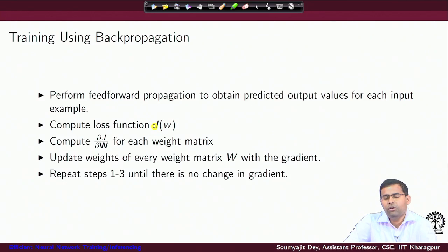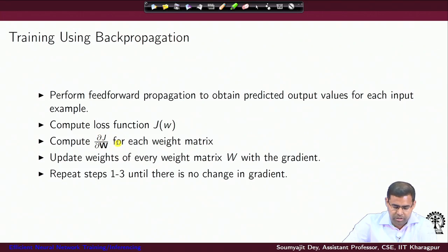Given the x, you need to compute the y, that is the forward pass. Why do you really want to do that? Unless you get the y's that your network estimates, you cannot really figure out what the error is. That means, what is the difference between your estimate and the actual values that are there for the outputs in the test data set, right. That is why you need the feed forward propagation. Only then can you do the loss function value estimation, and then you compute the value of del j del w for the current weight values, right.